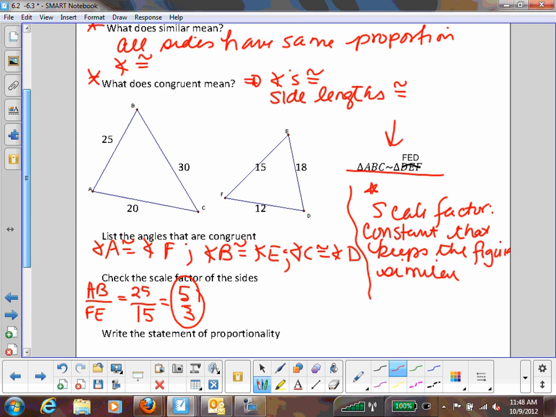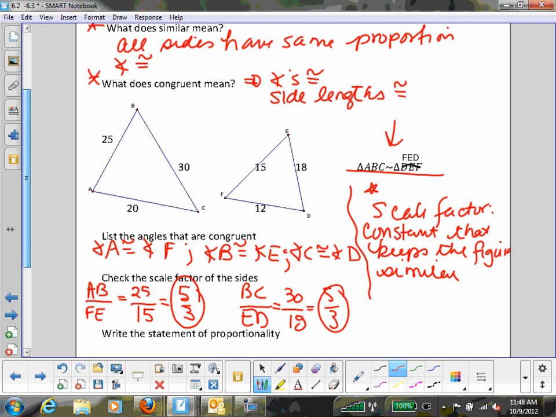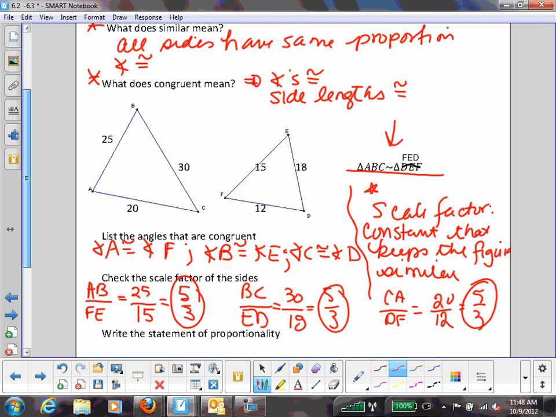Okay? So then we'll do, well, let's see, BC to what? ED. BC is 30, ED is, what does that reduce to? 5/3. So far, so good. What's my last comparison going to be? CA to DF. CA is 20, DF is 12, and both are reduced by 4, which gives me 5/3. Now, the statement said that they were similar, so hopefully I hadn't made a mistake. Yes?